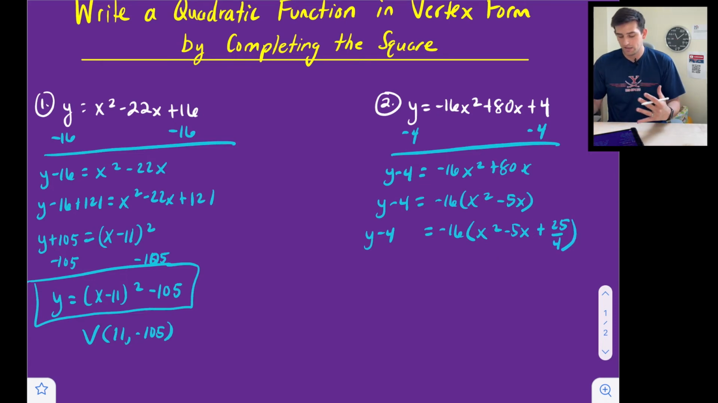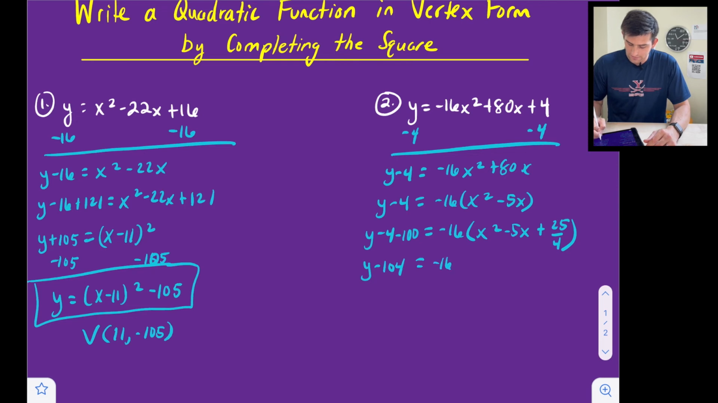Now, when I go to add to my left side, I'm not adding 25 over 4, I'm adding 25 over 4 times negative 16, right? So 25 over 4 times negative 16 is going to give us negative 100. So we're actually subtracting 100 from the left side, and we're subtracting 100 from the right side as well. So now we can combine and we have y minus 104 is equal to negative 16, and now we can write this as a square of a binomial.